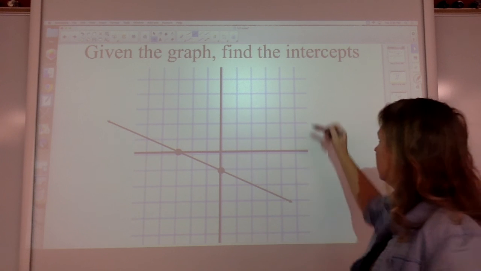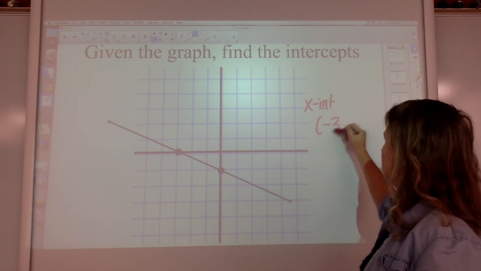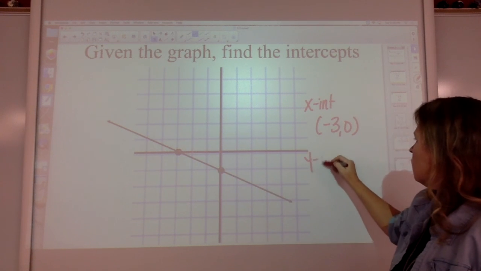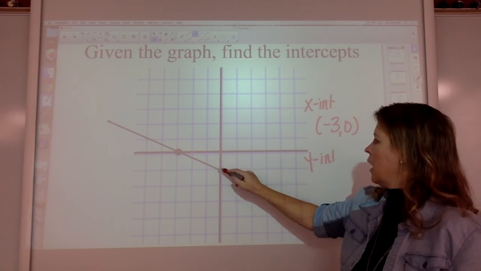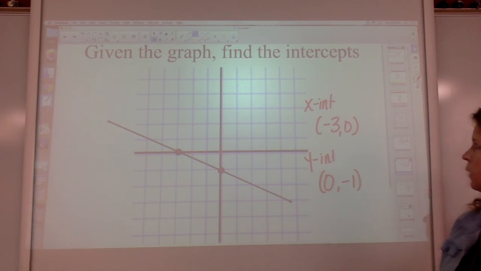All right, you're back. You should have an x-intercept of -3, 0, because you went left 3. You should have a y-intercept of 0, -1, because you went down 1.